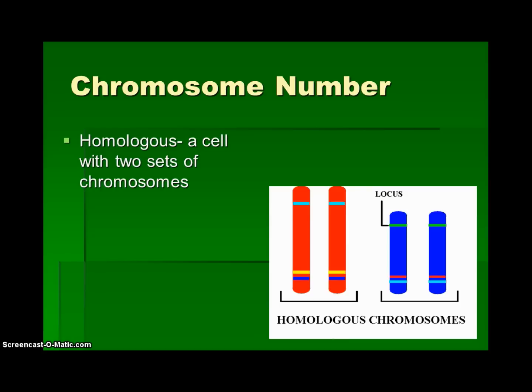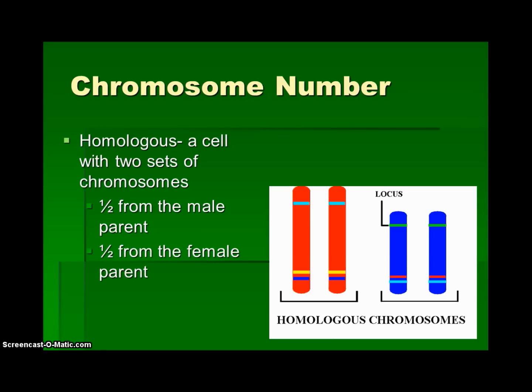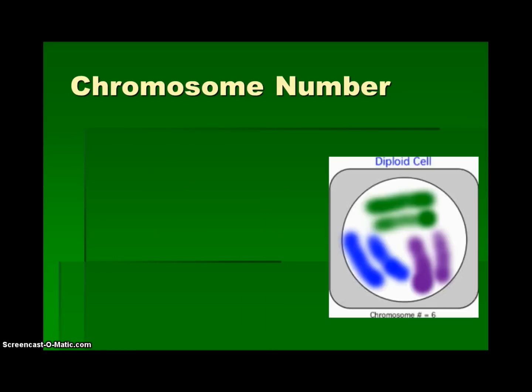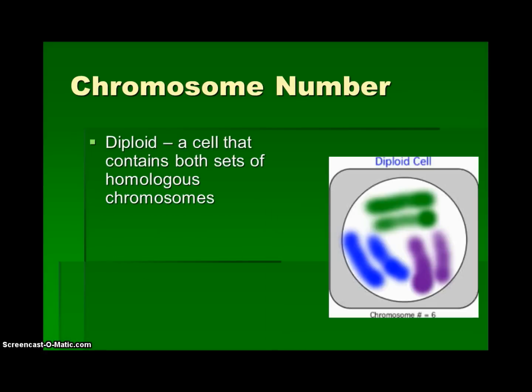Homologous is a cell with two sets of chromosomes, and these chromosomes are going to be the same. We're going to get half of it from the male parent, and half of it from the female parent. Next is diploids. A diploid is a cell that contains sets of homologous chromosomes, so sets meaning two.